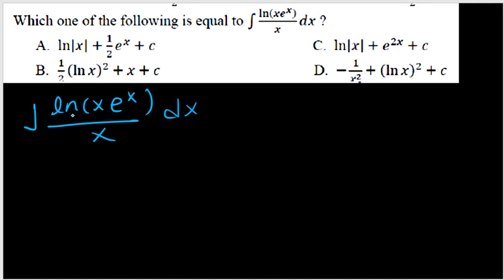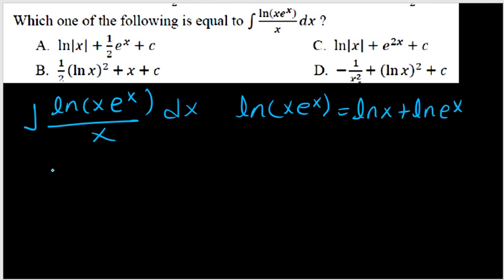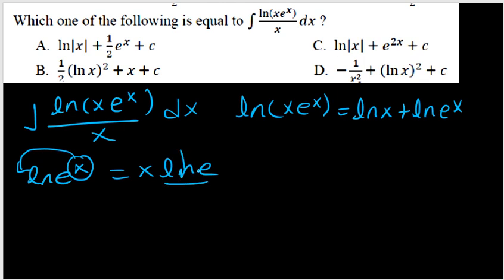Next one, and the last one for this video, the integral of ln of x e to the power of x, the whole over x dx. First of all, let us expand the upper part. Ln of x times e to the power of x is the same as ln x plus ln of e to the power of x. And don't forget, ln of e to the power of x means we can bring this exponent as a coefficient here. It will be x times ln of e. Ln e means just 1, so this is the same as just x only.